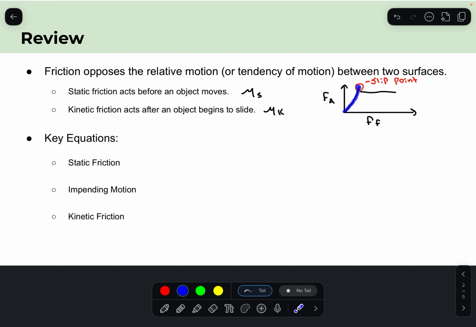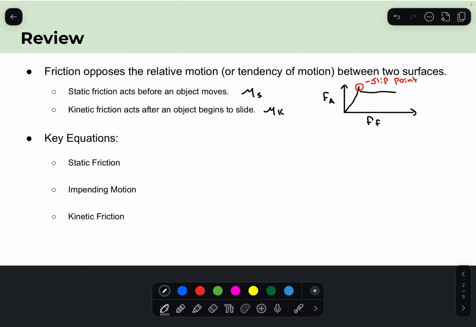And then once we go past that point and begin to slip, we're going to drop down a little bit and then be at the force of kinetic friction this entire time, and that is going to be constant. So that is how to visualize the differences between static and kinetic friction, and understanding that the force of friction is not always equal to mu times the normal force. And you'll see that here in the key equations.